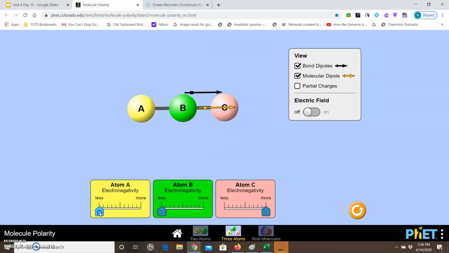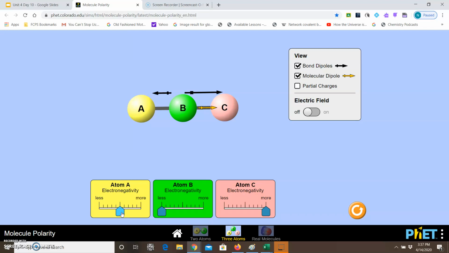Let's see. So I'm going to gradually increase the electronegativity. Notice that all of a sudden I'm getting a bond dipole because this bond is becoming more polar. A is more electronegative, so the black arrow, or the bond dipole, points towards A. And I want you to also take a look at what's happening to the molecular dipole. So now focus on that. Notice how it's getting smaller. Now we're about halfway there, so it's about half the size that it originally was, right?